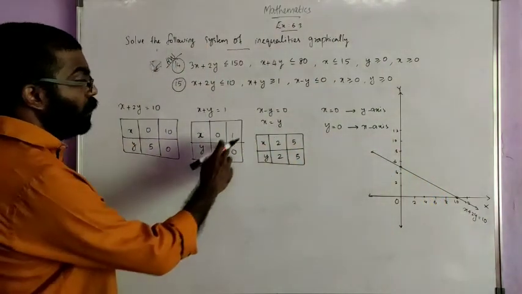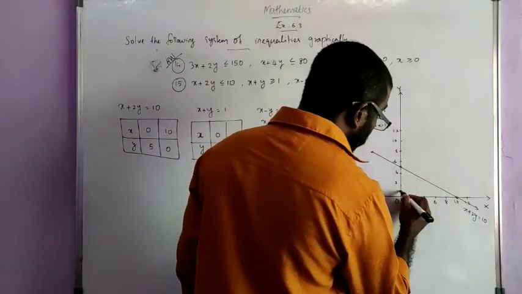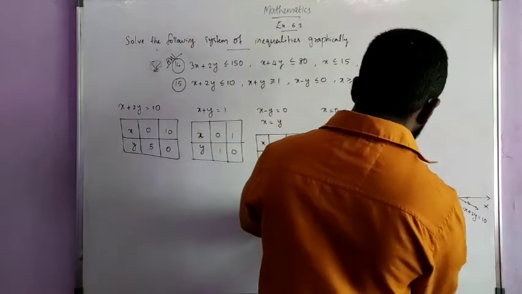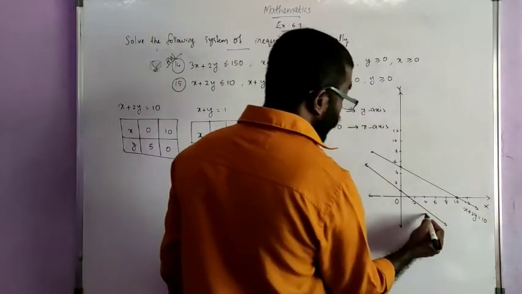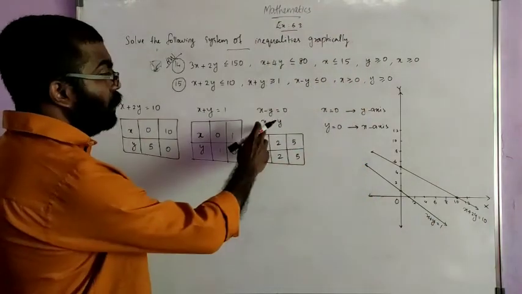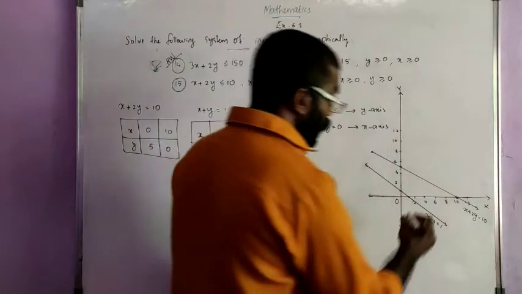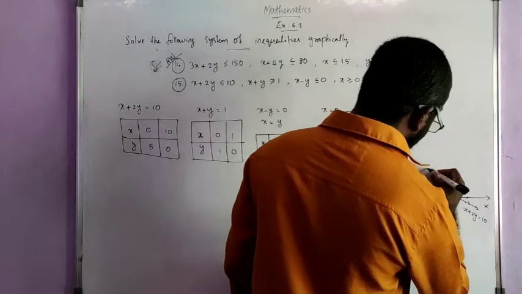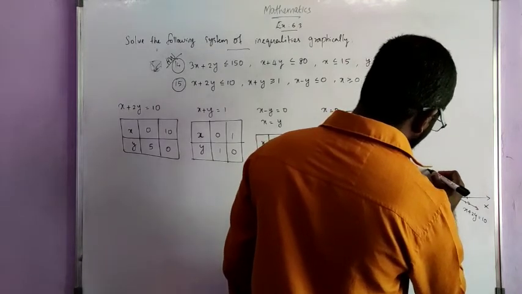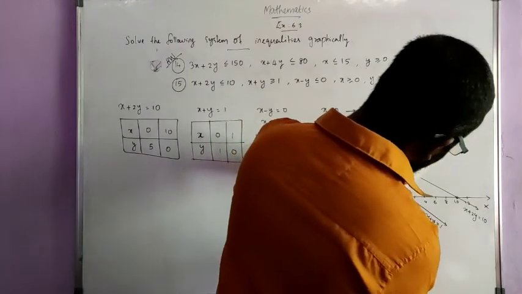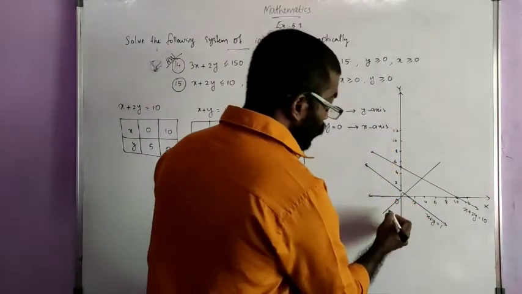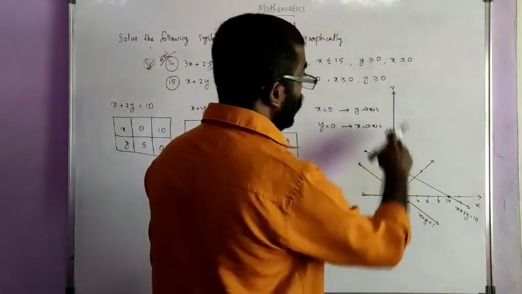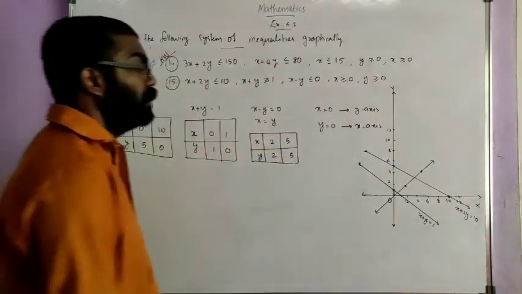And for the next one, 0, 1 and 1, 0. Here we can mark 0, 1. Here 1, 0. That also we can join. So this is x plus y is equal to 1. Now x equal to y: 2, 2, 5, 5. Here 2 comma 2, then 5. Here we can mark 5. Next one is x greater than or equal to 0, that is the y-axis, and y greater than or equal to 0, the x-axis.